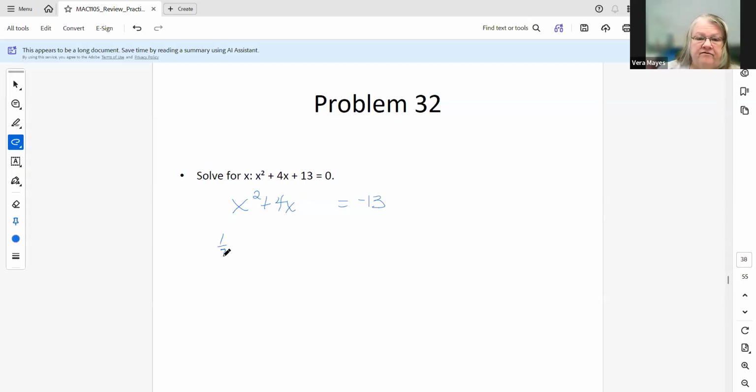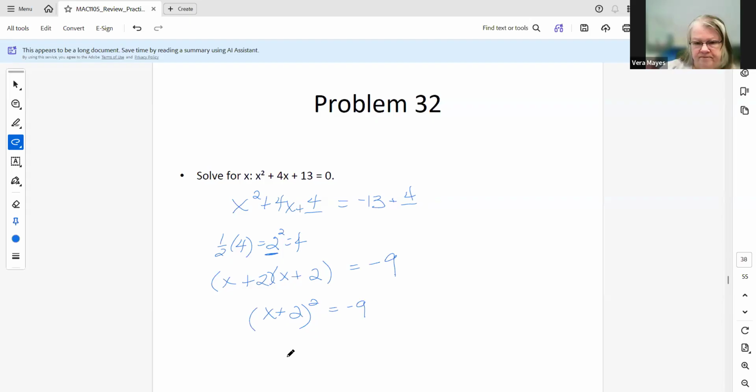So we're going to take half of the 4. We get 2. 2 squared is 4. So I'm adding 4 to both sides. Means this part now will factor beautifully. An x, and an x to give us the x squared to give us the 4. Remember, it's always this number. Everybody's positive again. If that middle term would have been negative, these guys would have both been negative. Negative 13 plus 4 gives me a negative 9. So x plus 2 squared equals negative 9.